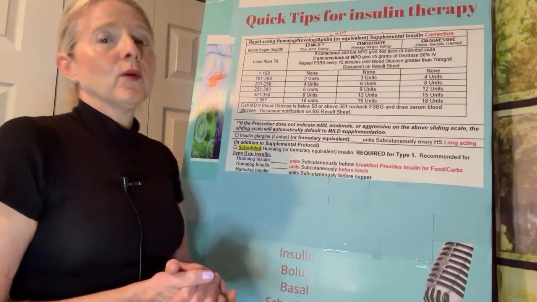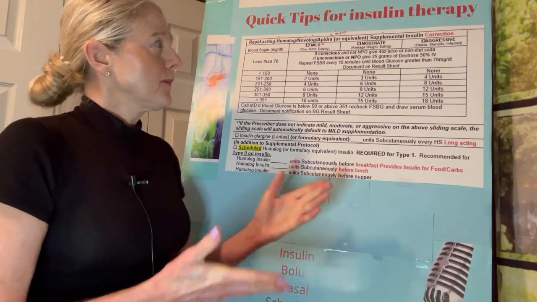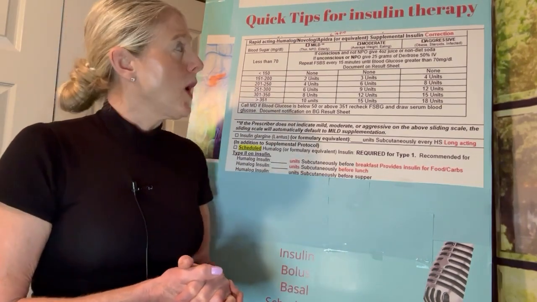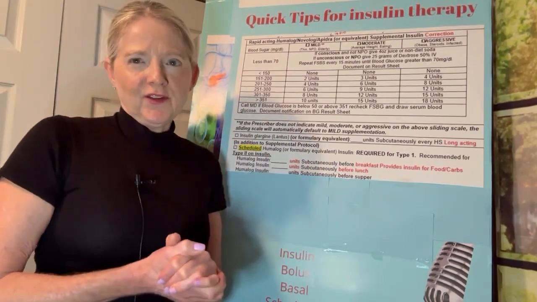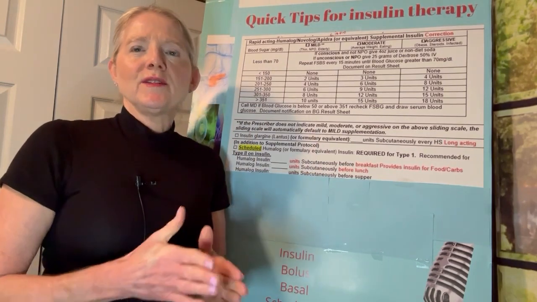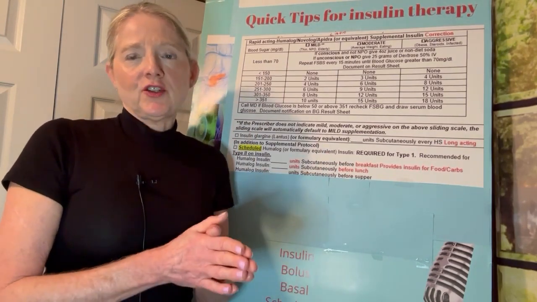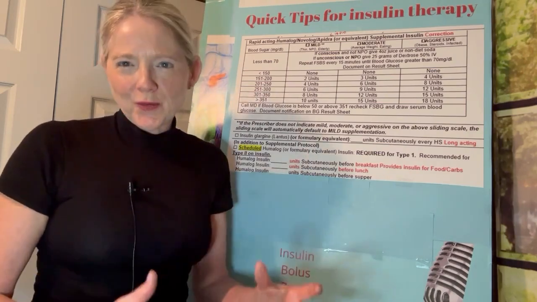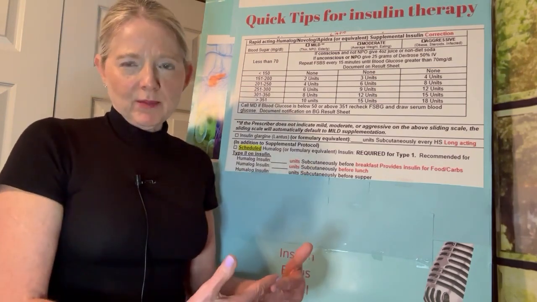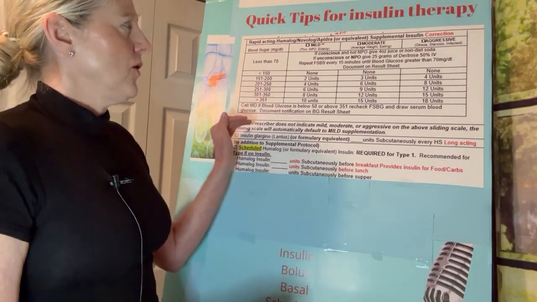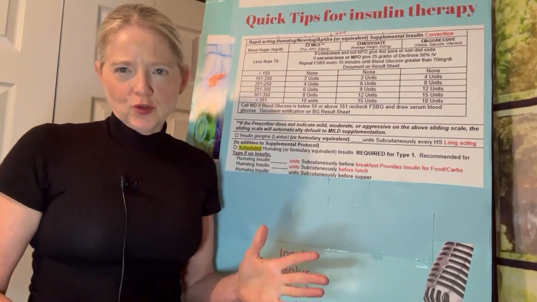So the sliding scale works very well for a short period of time while we're determining how much insulin someone would require. The sliding scale works very well for insulin resistance also. When someone's on prednisone, a steroid, or they have an infection, inflammation, or stress, again, we're providing a correction for that blood glucose level.